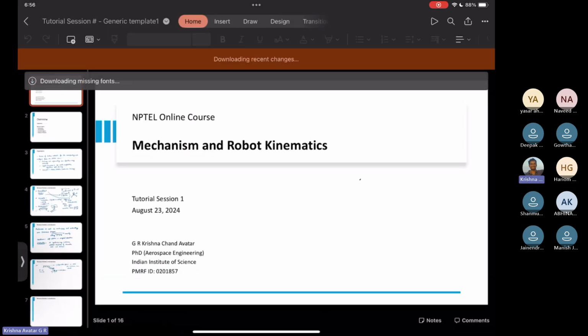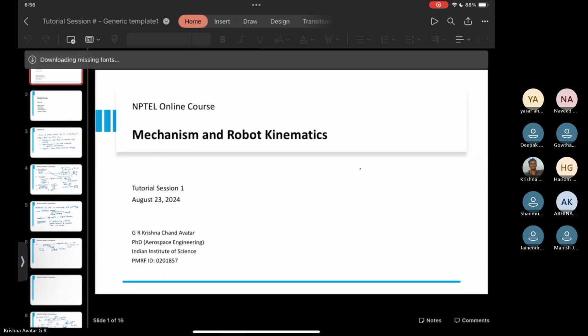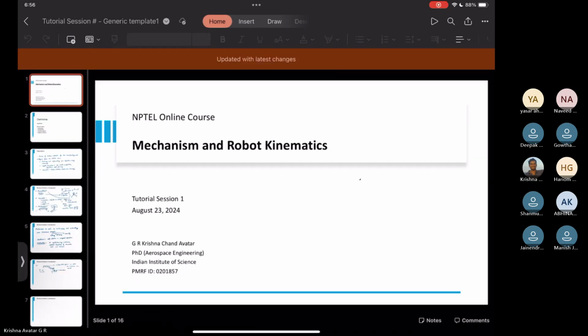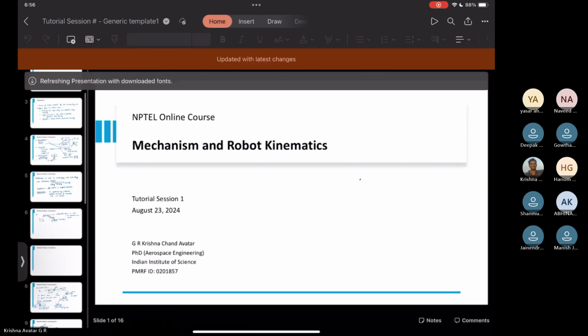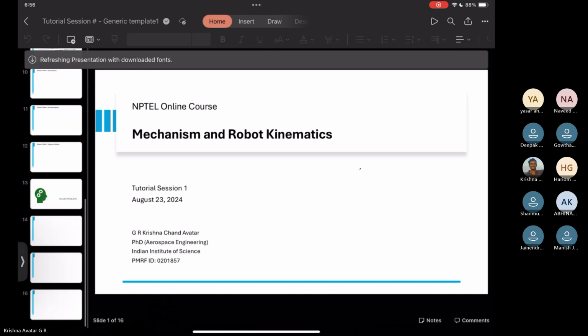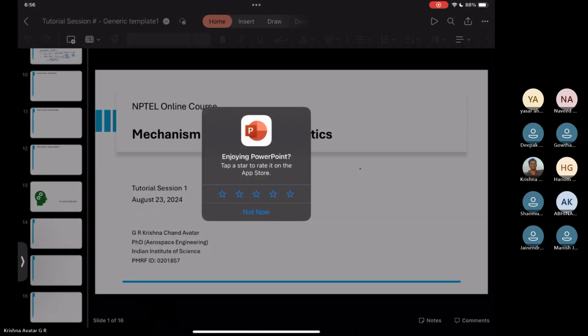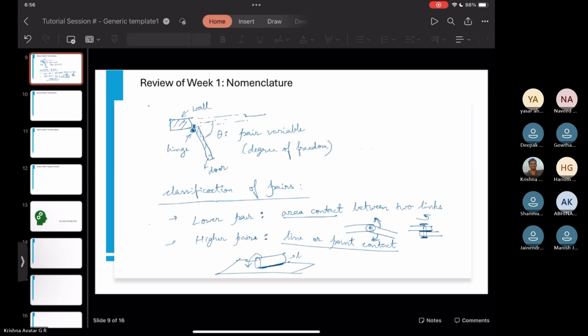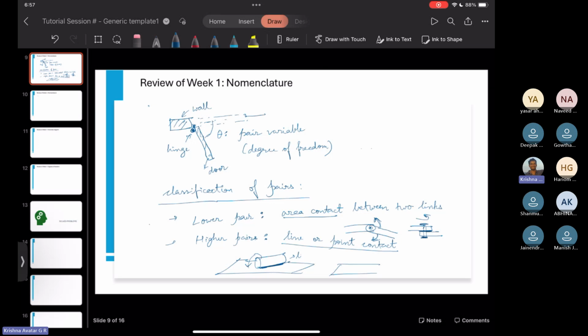Okay, so we're here. So we had this floor here over which some ball was rolling, and it was connected at just one point. So this is what we call the point contact, and such kinematic pairs are called higher pairs.